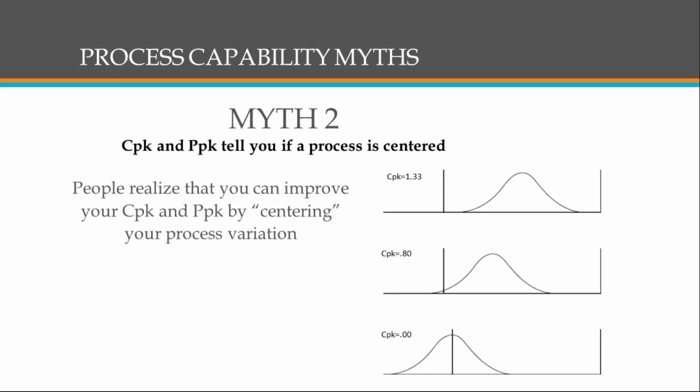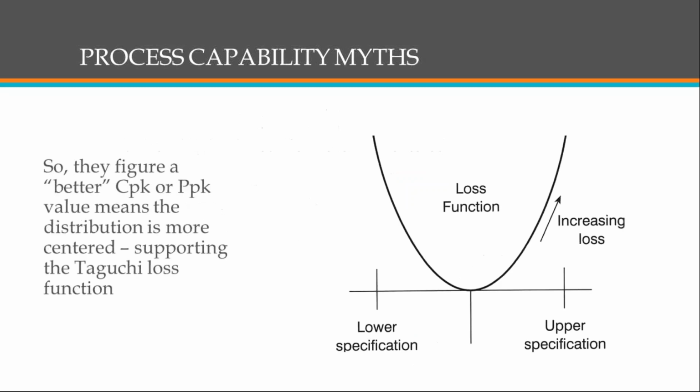Myth number two is CPK and PPK tell you if a process is centered. And quite frankly, I fell victim to this myth myself, and it took me a while to figure out that this is really not the case. People realize that you can improve your CPK and PPK by centering your process variation. And you can see that from the example here. The more centered you are, the higher the value is going to be for the same process distribution. And because of that, people think that a better CPK or PPK value means it's more centered. And that would be nice to support the Taguchi loss function. However, that's not the case.